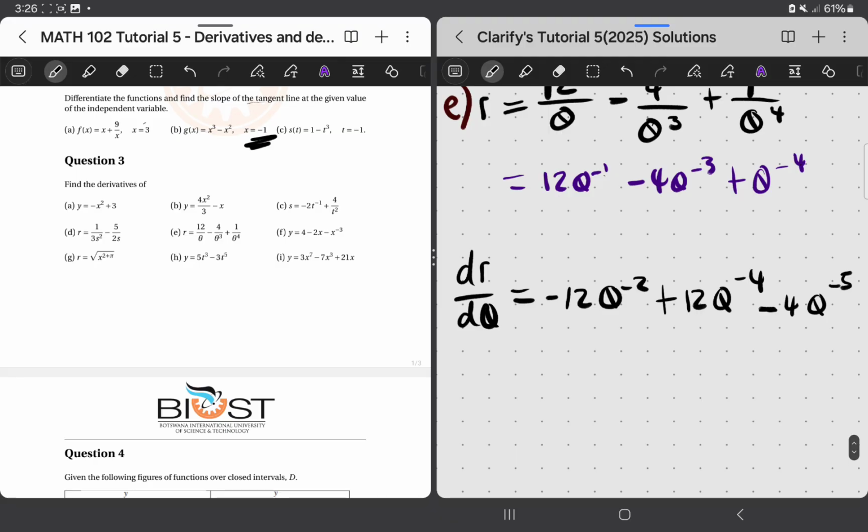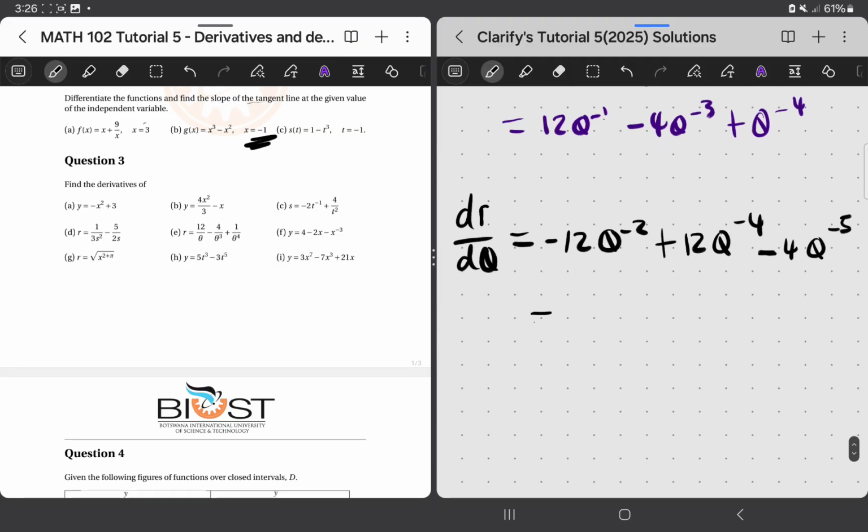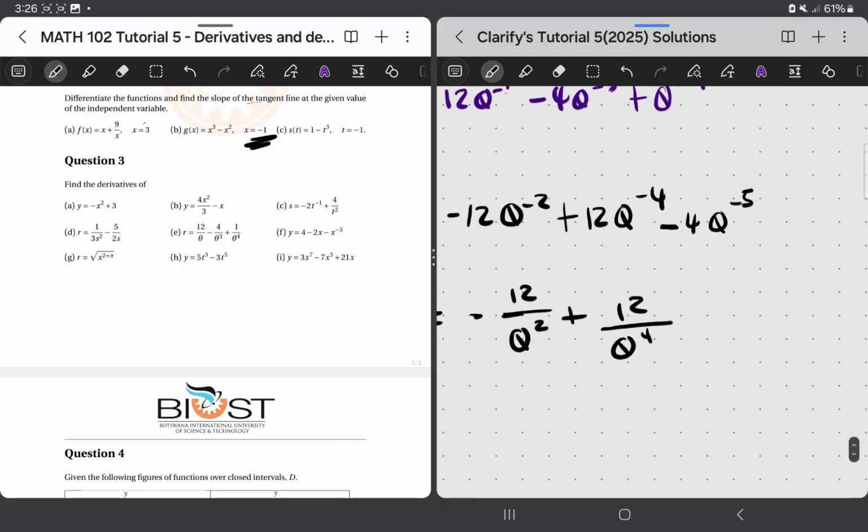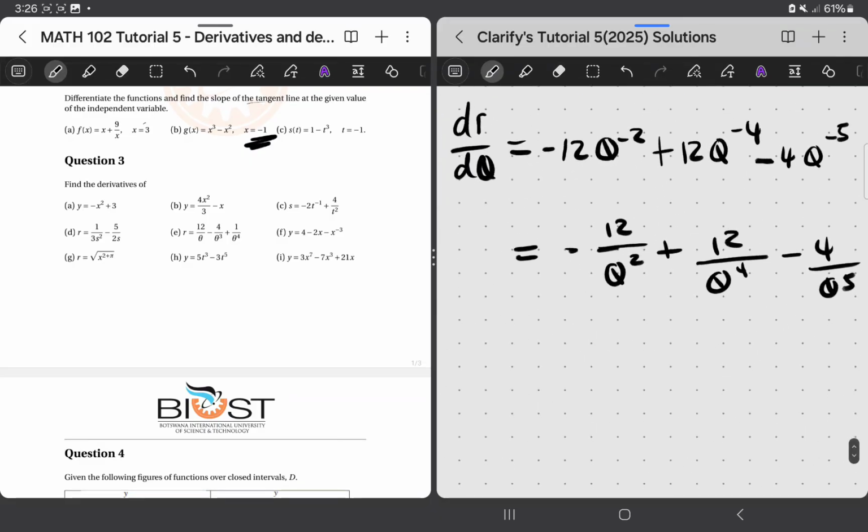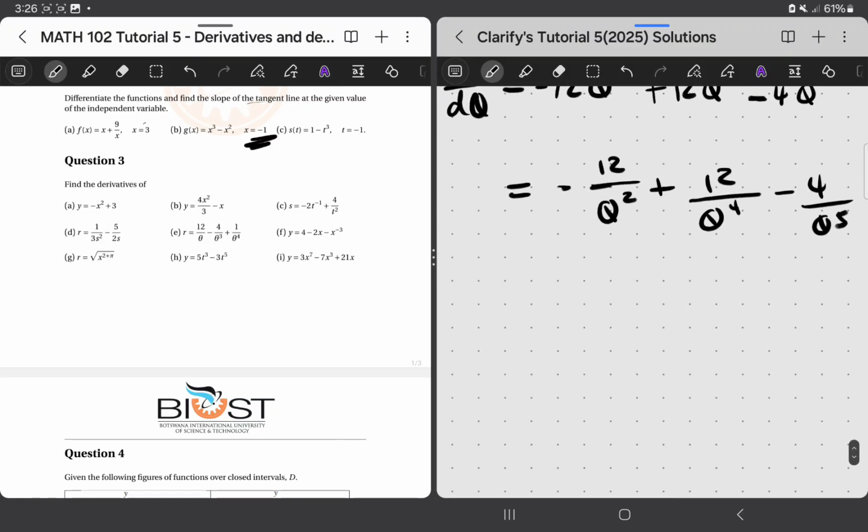Okay, so it's now a minus 4 theta to the negative 5, which we now can just simplify to say it is then negative 12 over theta squared, you can put the negative in front of your fraction, okay? Plus 12 over theta to the 4, then minus 4 over theta to the 5. And there's going to be your final solution, and we'll be done with this simple problem.